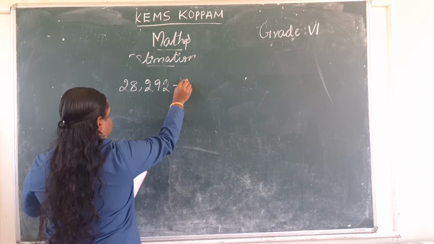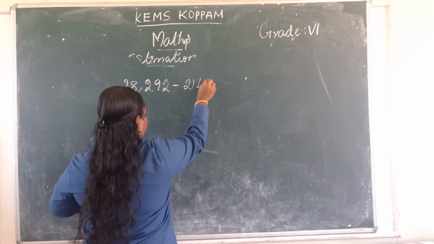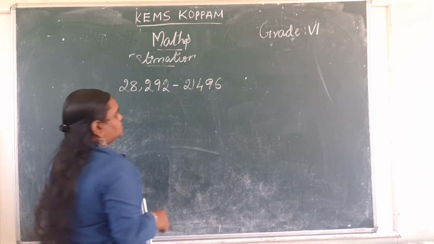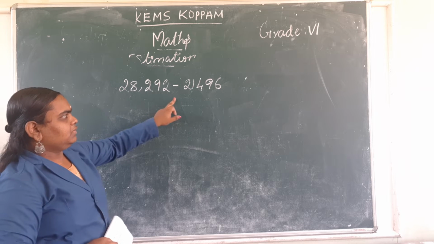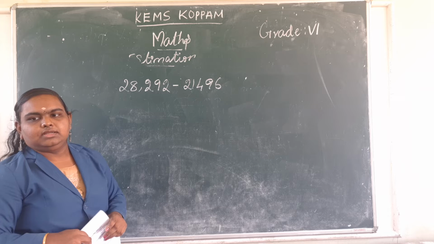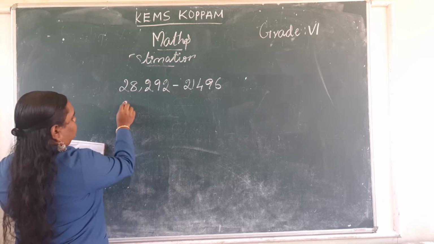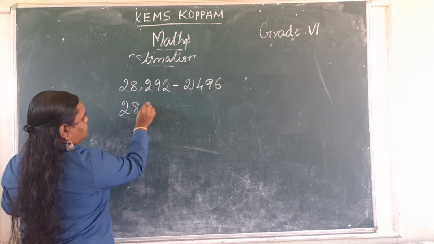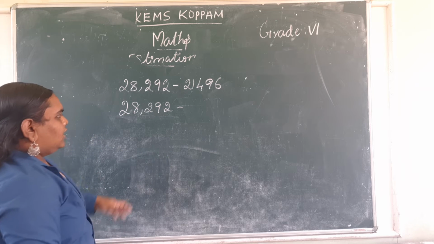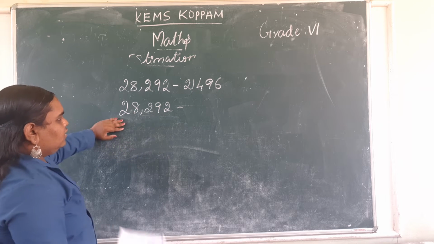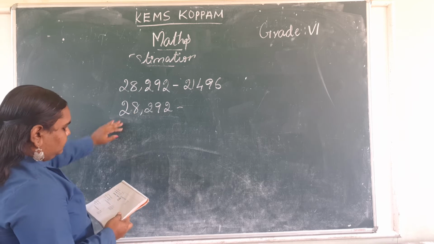I am taking the number 28,292 minus 21,496. So I am taking the number 28,292. Then I have to convert this.